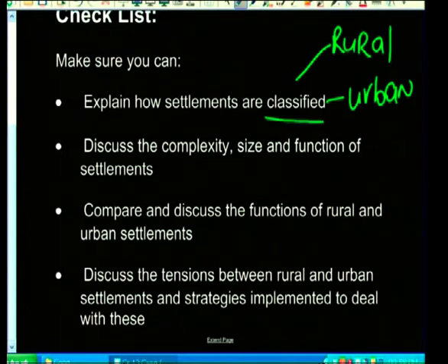We also have to look and discuss the tensions between the rural and the urban settlements and the strategies implemented to deal with these. The main tensions that exist between urban and rural settlements is things like people wanting to leave the rural areas to live in the cities. We also look at why cities become so overcrowded and therefore force people out of those cities. So all those kinds of tensions is what's looked at under settlement.